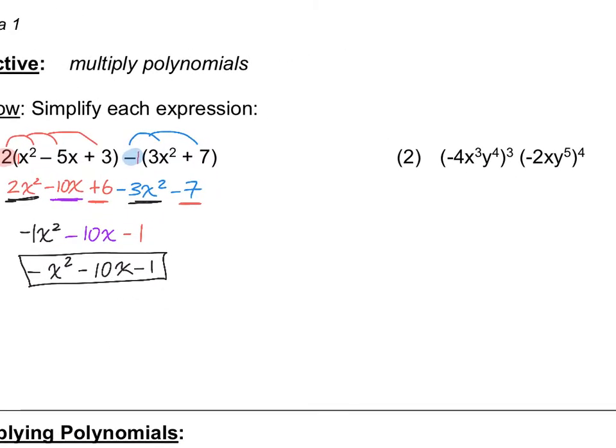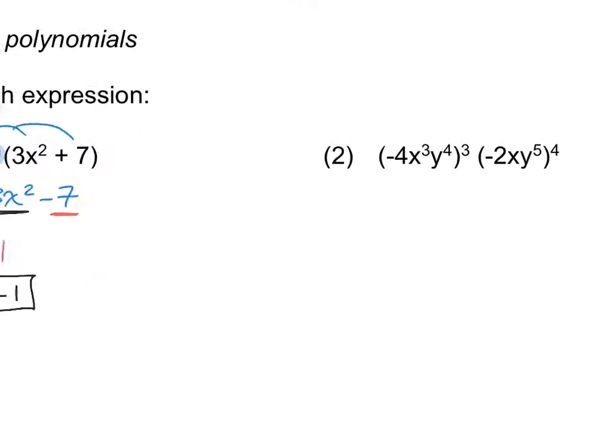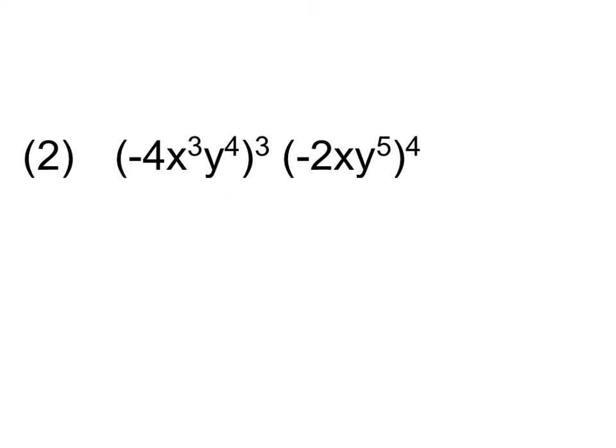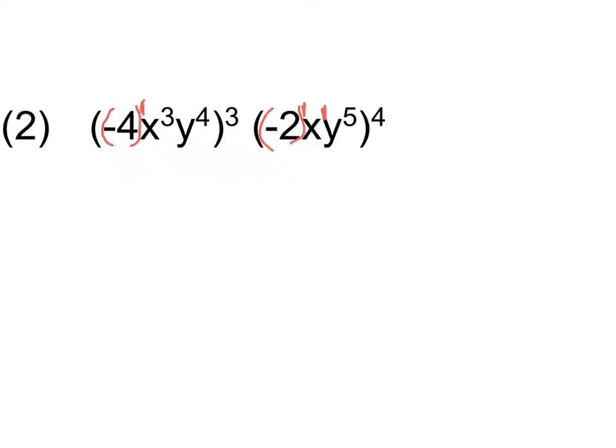Now, the second question, very much like what we were doing over the last couple of days. So what we're going to do is take each item that's contained within the set of parentheses and raise it to the third power. All right. So I'm looking at a negative 4 to the first. And over here I have a negative 2 to the first. And also an x to the first. So anything that doesn't have an exponent, we raise it to the first power.